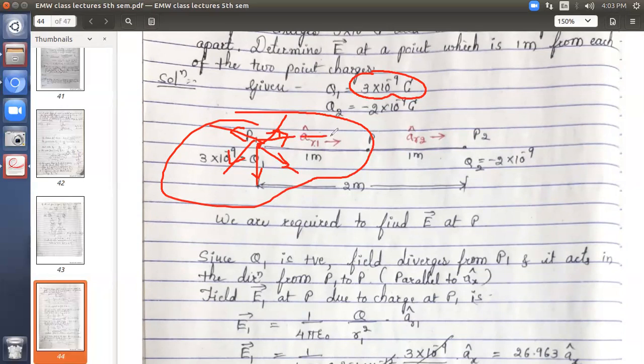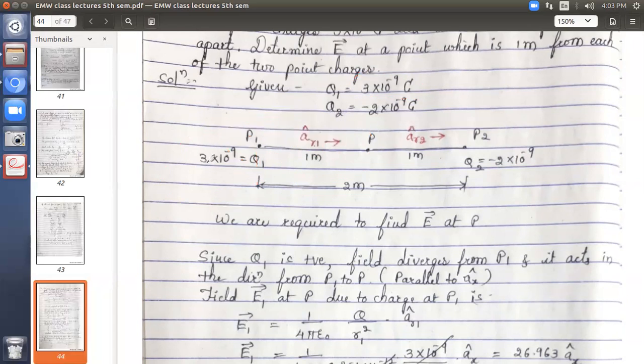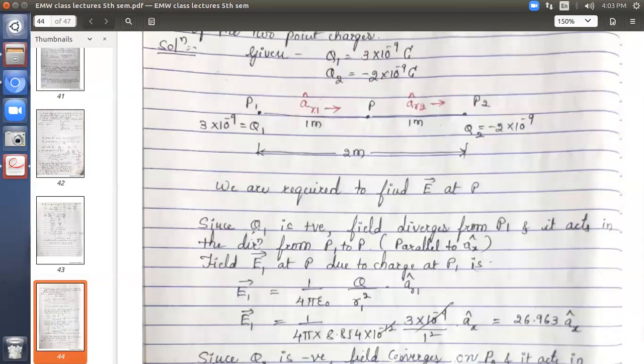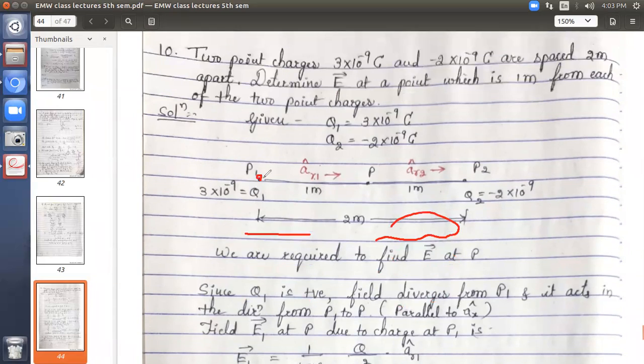According to that, if I take this, this will be the direction of the unit vector, say a_R1. R1 indicates the distance is R, 1 is for charge Q1, and a is your unit vector, a cap. So now we have seen this is the direction of the unit vector for the first charge, for the electric field intensity E1. The same thing I have written here. Since Q1 is positive, the field diverges from P1. It will go like that. And the direction of the unit vector will be from P1 to P.